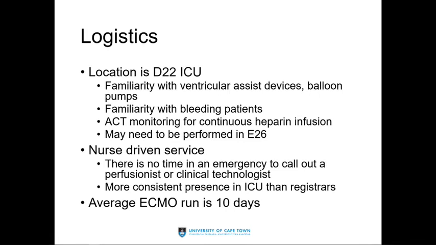The average ECMO run for VA is about 3 to 5 days. And if the heart isn't beating by 3 to 5 days, you need to have a discussion about palliation, because it's very likely not to ever beat again. And also for VV ECMO, it's about 2 weeks, so 14 days.